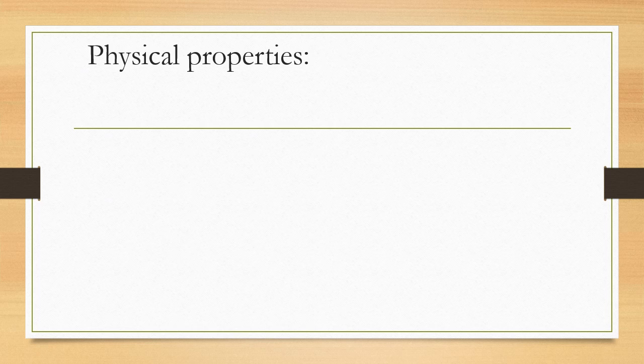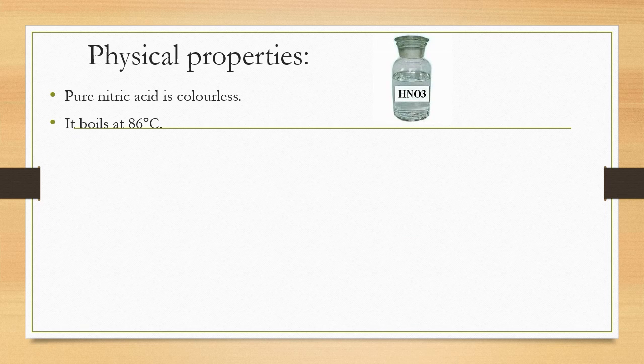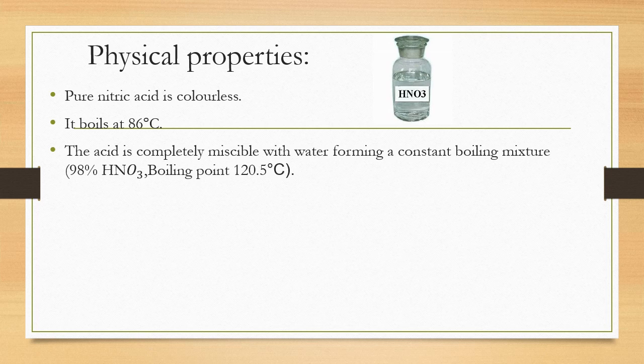So let's see about the physical properties of nitric acid. Pure nitric acid is colorless. Then it boils at 86 degrees Celsius. The acid is completely miscible with water, forming a constant boiling mixture, that is 98% nitric acid. Then its boiling point will be 120.5 degrees Celsius. We have nitric acid in the lab which has 68% nitric acid, but this 98% nitric acid is otherwise called fuming nitric acid.